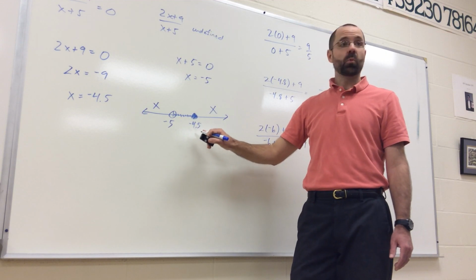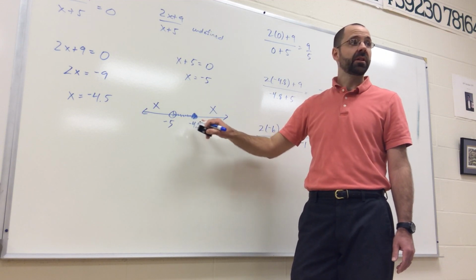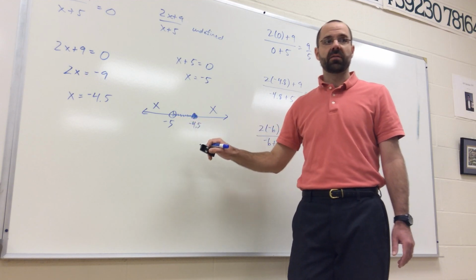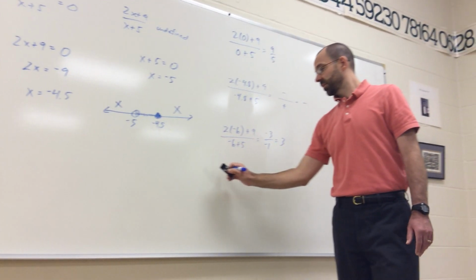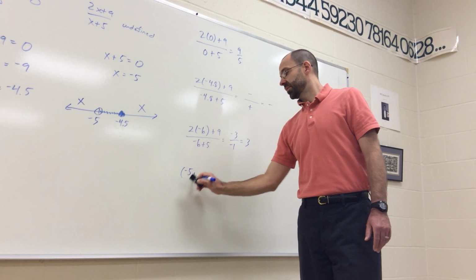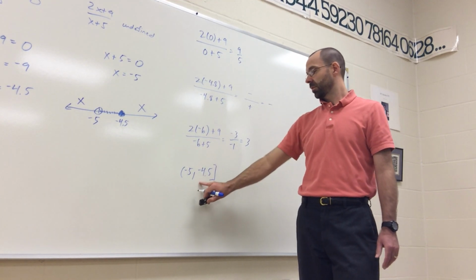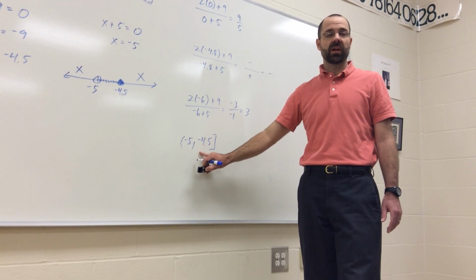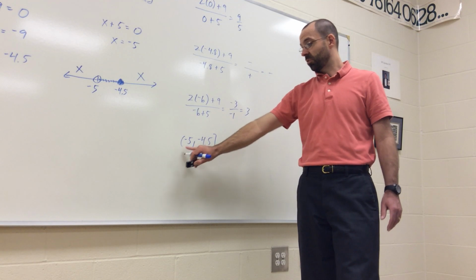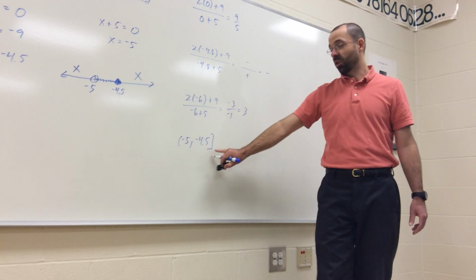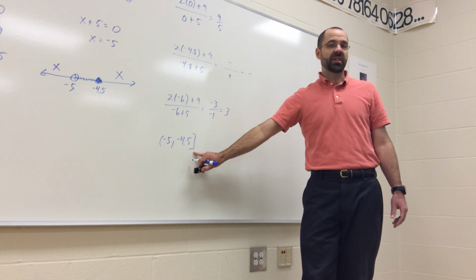Okay, so the numbers that work are negative 4.5, and then the numbers in between negative 5 and negative 4.5. So the final answer is all the x's in this interval, negative 5 to negative 4.5. And there's a parenthesis on negative 5, just emphasizing that that one doesn't work. And there's a bracket on negative 4.5, emphasizing that that one does.